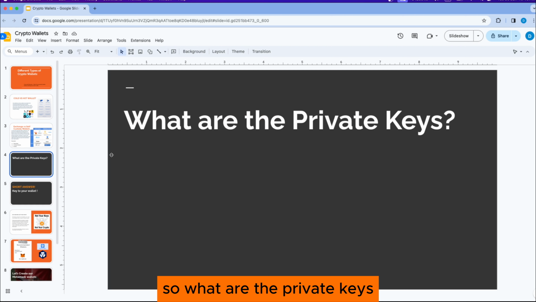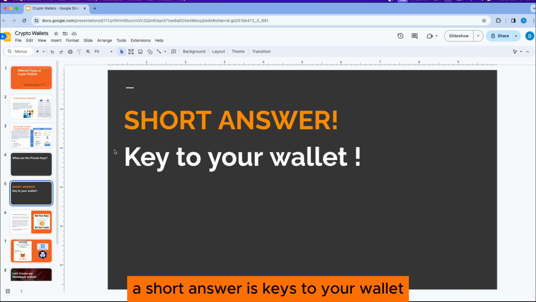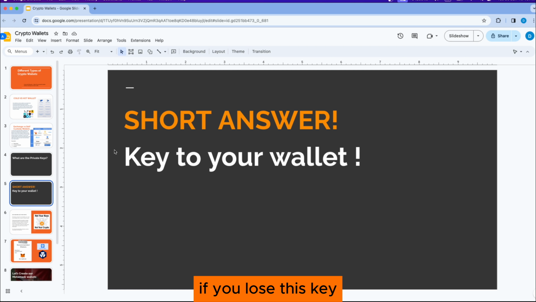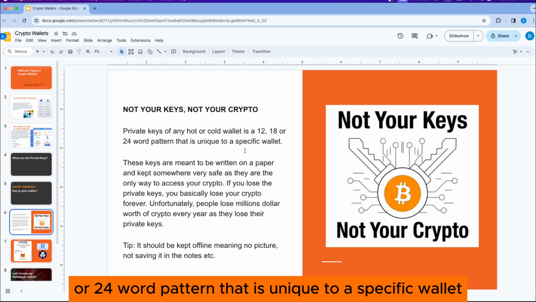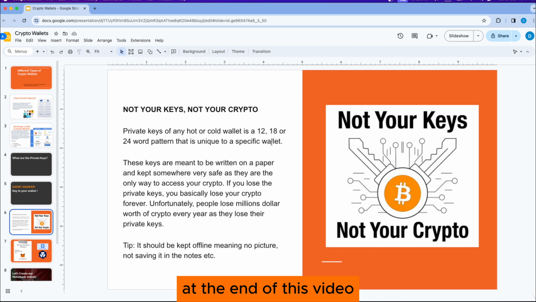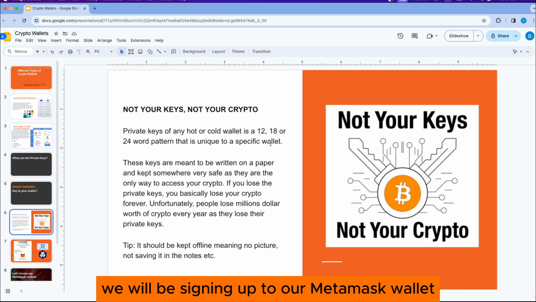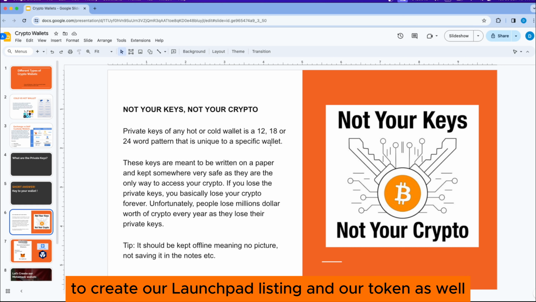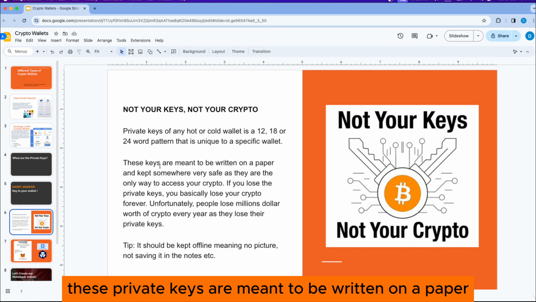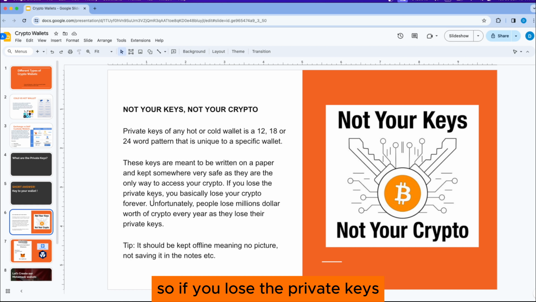So what are the private keys? A short answer is keys to your wallet. Basically, it's like a key to your crypto. If you lose this key, your crypto is gone. The private key of any hot or cold wallet is a 12, 18, or 24 word pattern that is unique to a specific wallet. We will actually see this at the end of this video, when we will be signing up to our MetaMask wallet, which we will be using to create our Launchpad listing and our token as well. These private keys are meant to be written on paper and kept somewhere very safe, as they are the only way you can access your crypto. So if you lose the private keys, you basically lose your crypto forever.